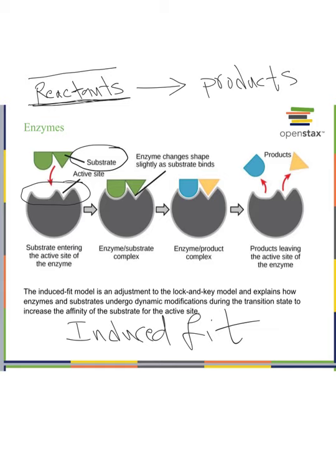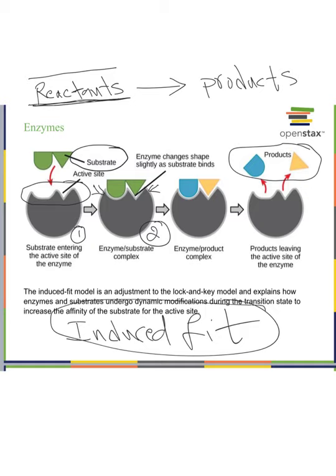Now, induced fit means if you compare this enzyme in stage 1 to enzyme in stage 2, you see that this enzyme is a little rounder and it's hugging the substrate. So when the substrate binds to the enzyme, it hugs the substrate here and it changes shape. That's called induced fit. Okay? And then once the substrate forms the enzyme substrate complex, the chemical reaction is catalyzed, and then the enzyme releases the product. Okay?